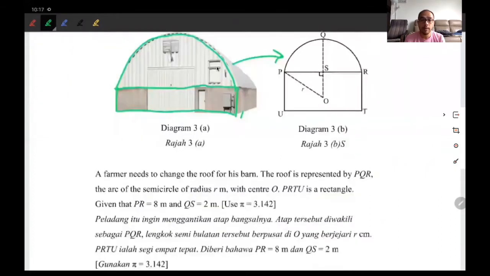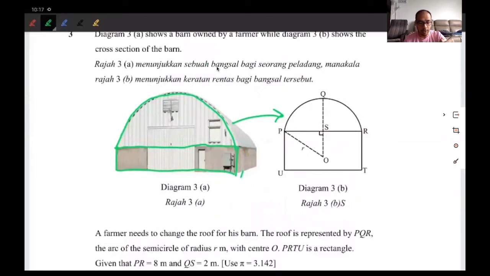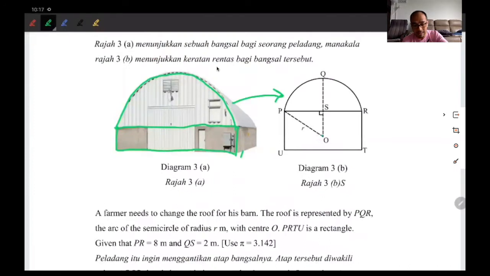A farmer needs to change the roof of his barn. The roof is represented by PQR, the arc of a semicircle of radius R with the center O. So this is the center of the circle, so that means this is R. This whole thing is also R. It doesn't look like it, but that's the truth. Be very careful with this.